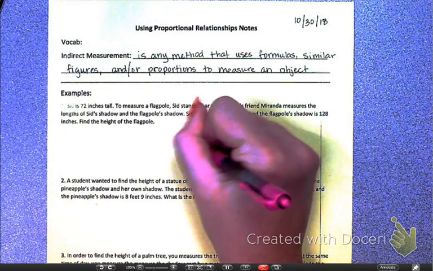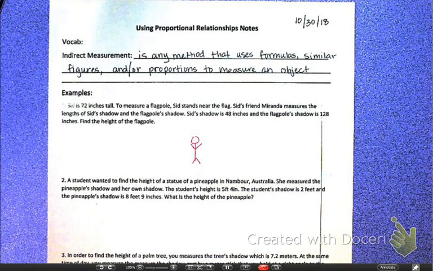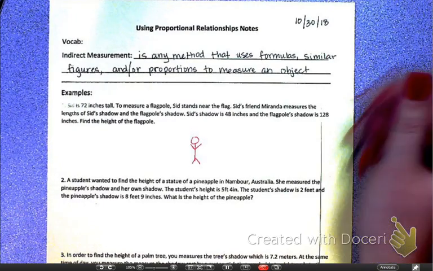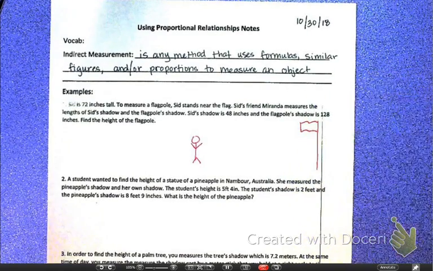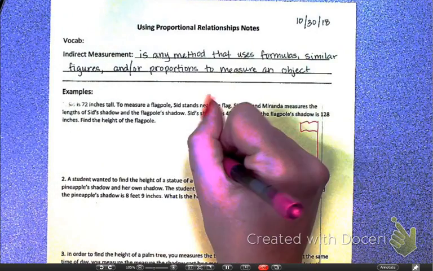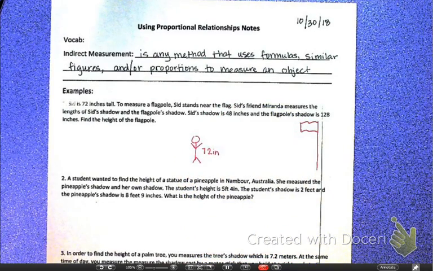We have Sid. I'm going to help you. Okay, here's Sid. And Sid wants to measure a flagpole, right? There's our flagpole. Sid doesn't know how tall the flagpole is. That's what he wants to measure. Or she. I don't know if Sid's a boy or girl. Sid's a boy? Okay. Sid is 72 inches tall. Right?